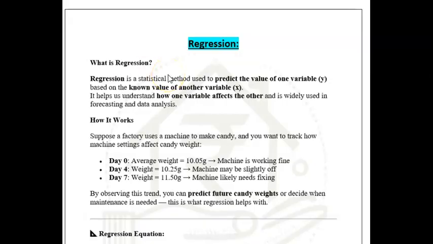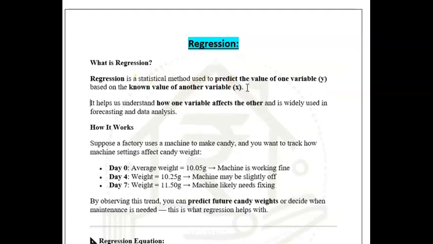What is regression? Regression is a statistical method used to predict the value of one variable based on the known value of another variable. If you know one variable, then you can find out the second variable. It helps us understand how one variable affects the other and is widely used in forecasting and data analysis.